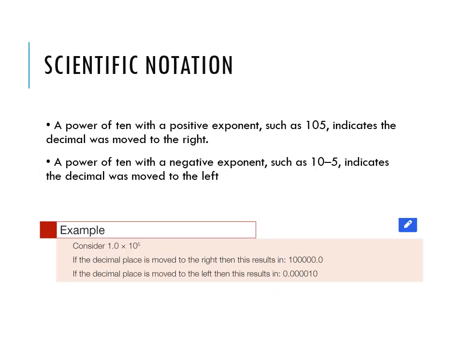So in scientific notation, a power of 10 with a positive exponent such as 10 to the power of 5, the 5 should be higher up, indicates the decimal was moved to the right. And a power of 10 with a negative exponent such as 10 to the negative 5, which should be up the top, indicates the decimal was moved to the left.